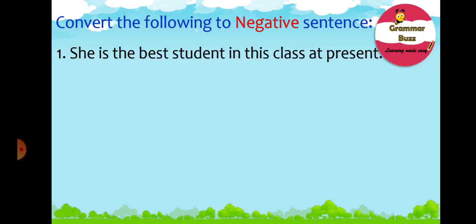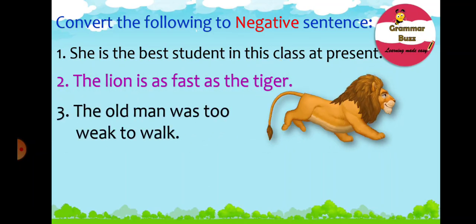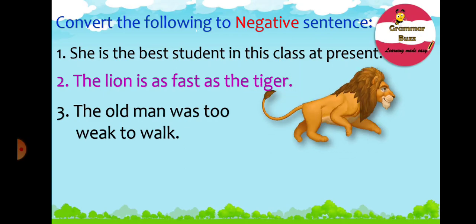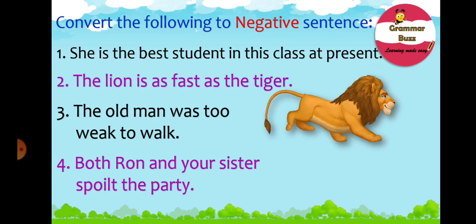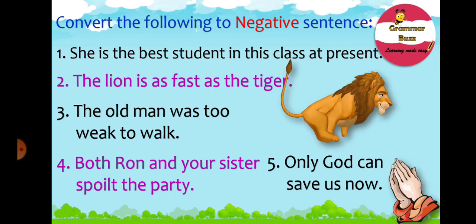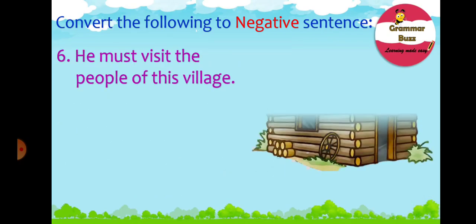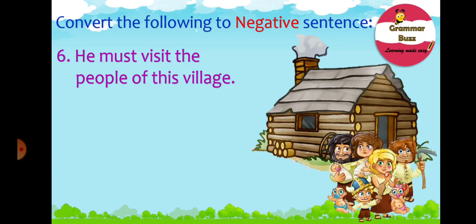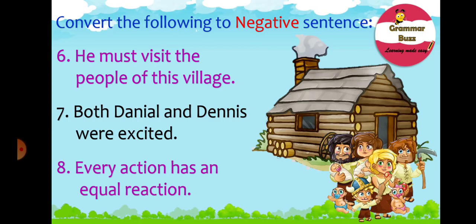She is the best student in this class at present. The lion is as fast as the tiger. The old man was too weak to walk. Both Ron and your sister spoiled the party. Only God can save us now. He must visit the people of this village. Both Daniel and Dennis were excited. Every action has an equal reaction.